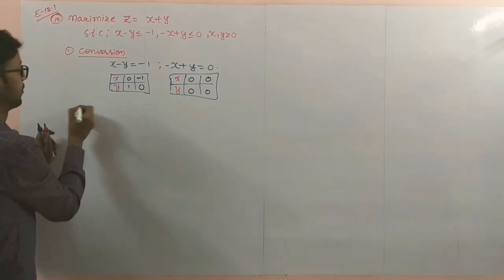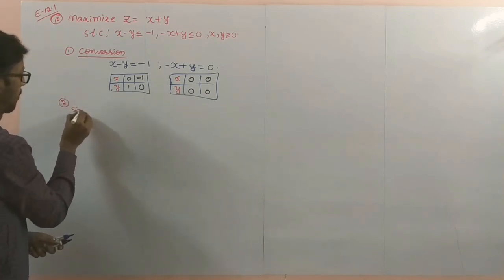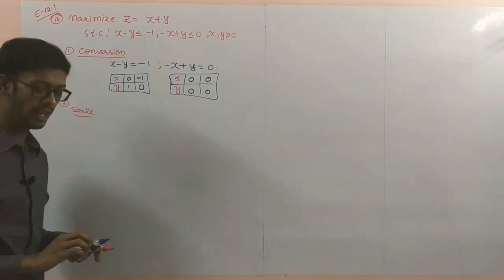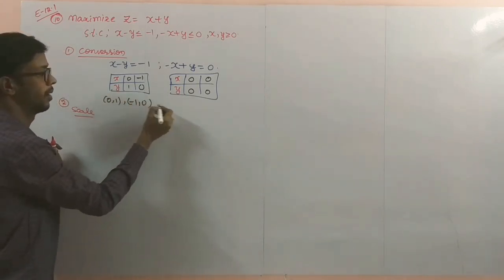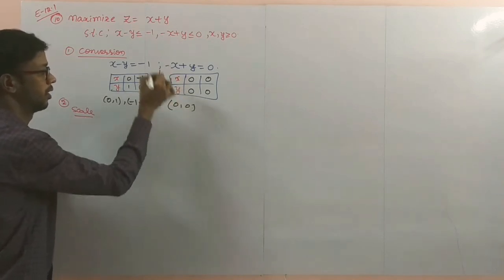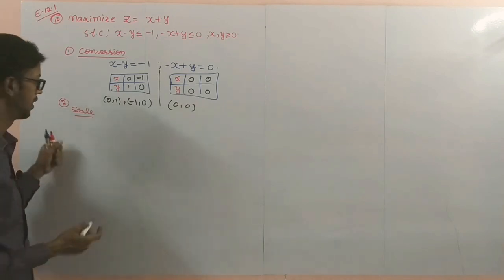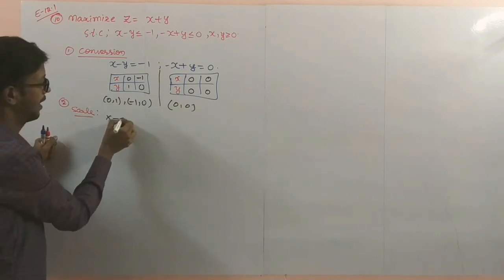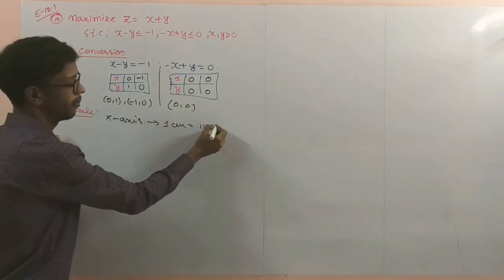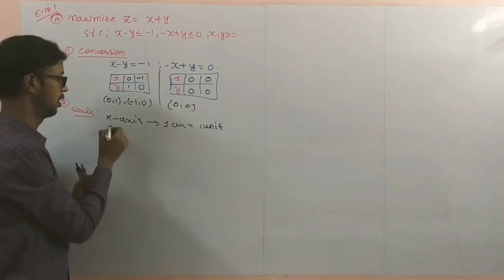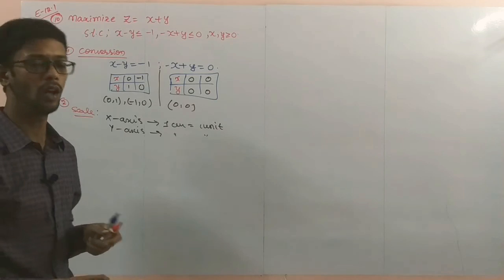So next one, number 2, scale. Before writing the scale, you have to take the points properly. 0, 1 is one point, minus 1, 0 is one point, 0, 0 is the point. Next one, scale. X-axis: 1 centimeter equal to 1 unit I am taking. Why? Because very small values here. Y-axis: 1 centimeter equal to 1 unit.